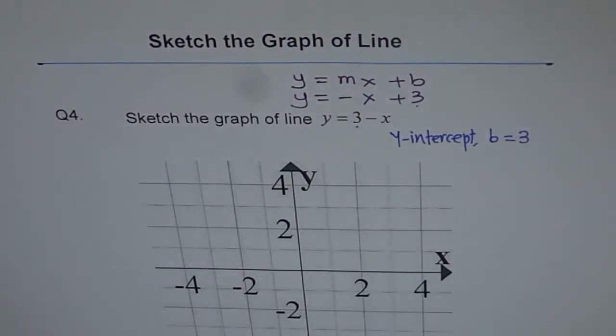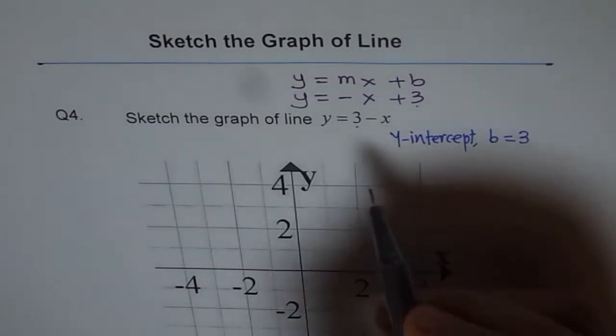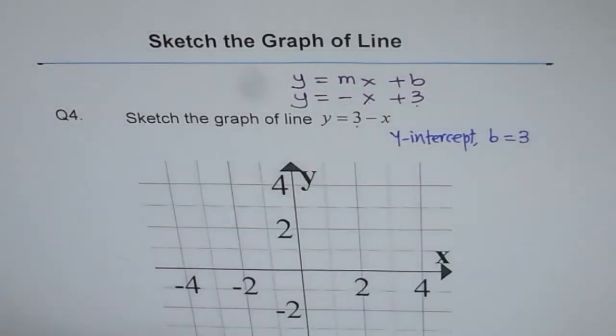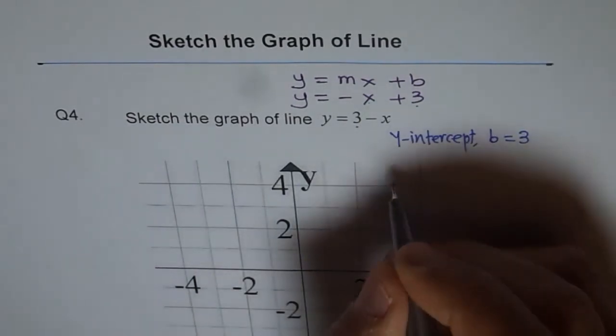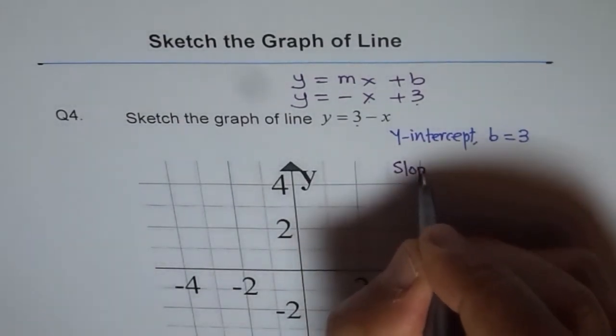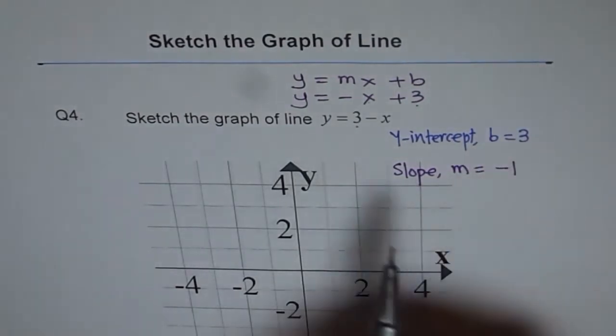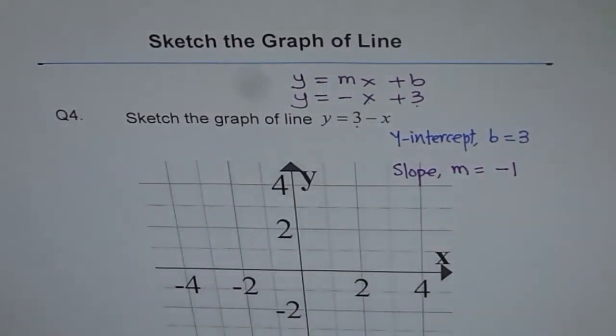And how about the slope? Slope is the coefficient of x. Coefficient of x is minus 1. Do you understand? So the slope m is minus 1, since minus 1 is before x. Do you see that? These are the two things which will help us to graph, correct?